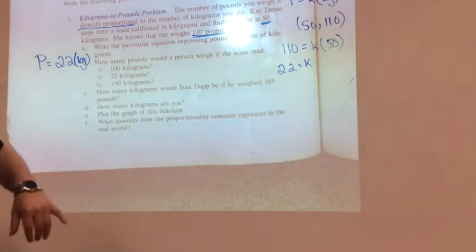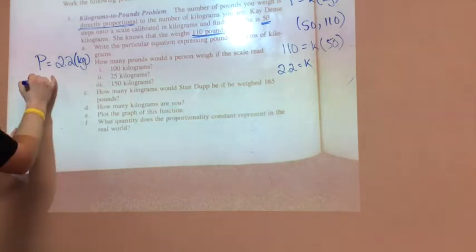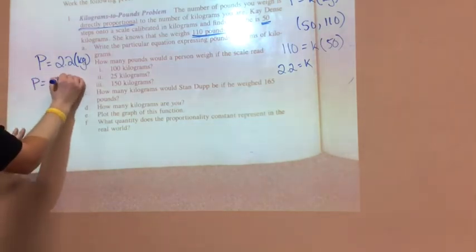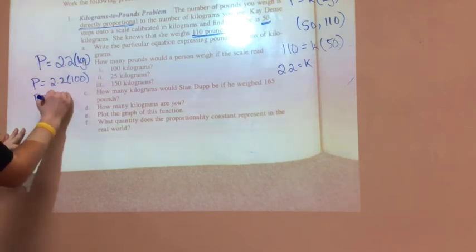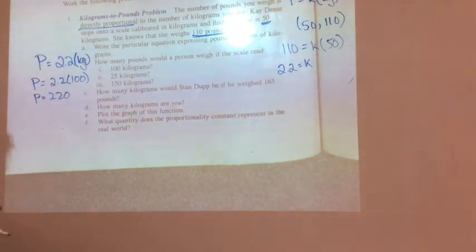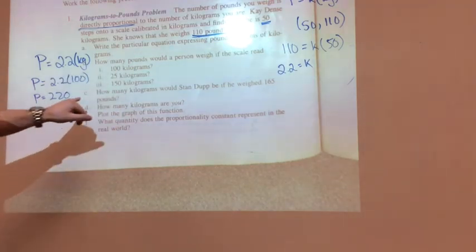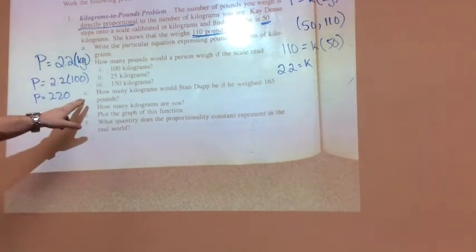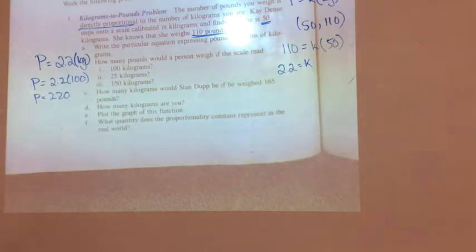How many pounds would the person weigh if the scale read 100 kilograms? We're just going to plug in. So P equals 2.2 times 100, which will give me that this person weighs 220 pounds. I'll leave the others to you. This one's nice. C is cool. How many kilograms would Stan be if she weighed 165 pounds?